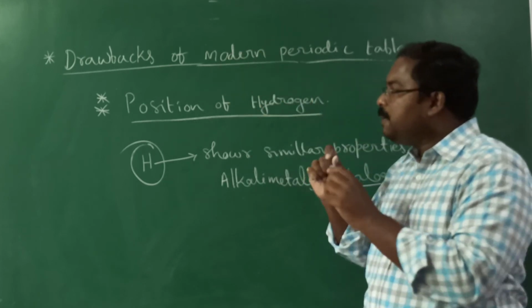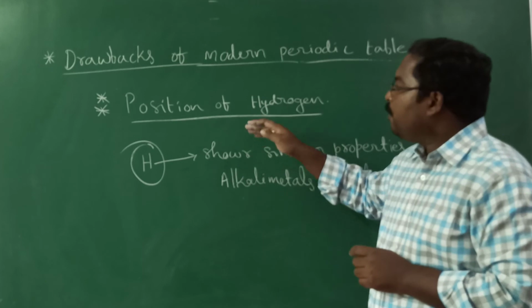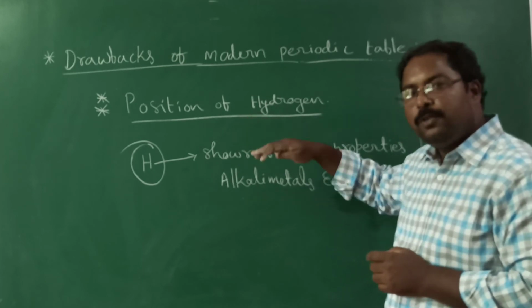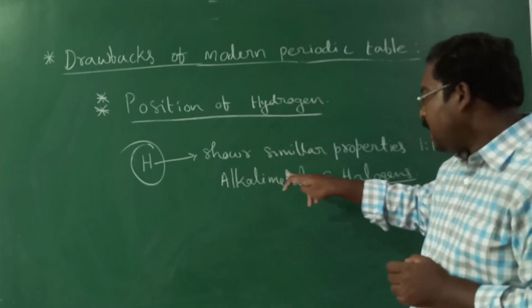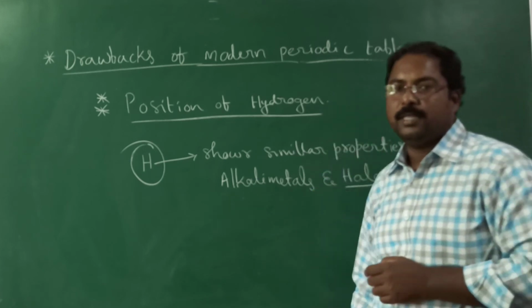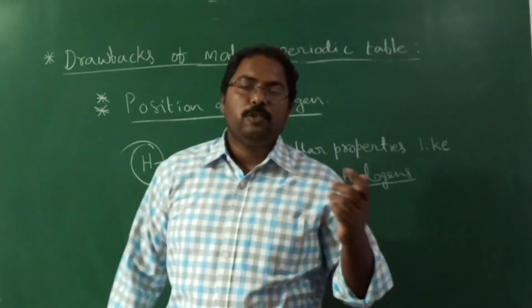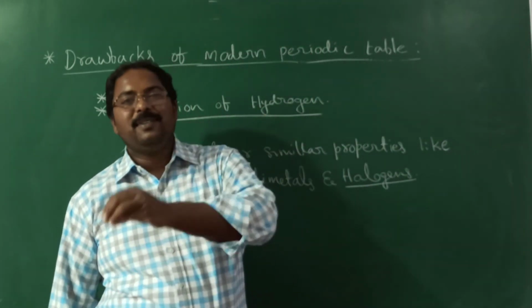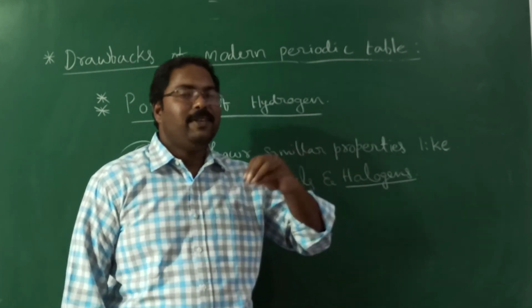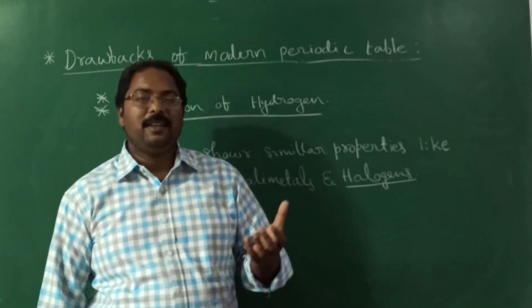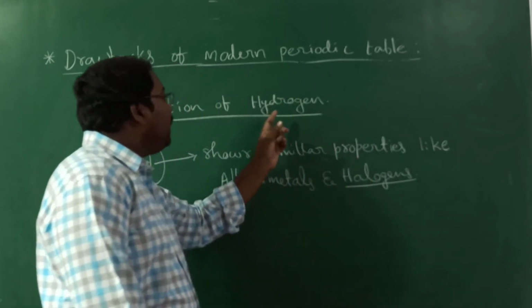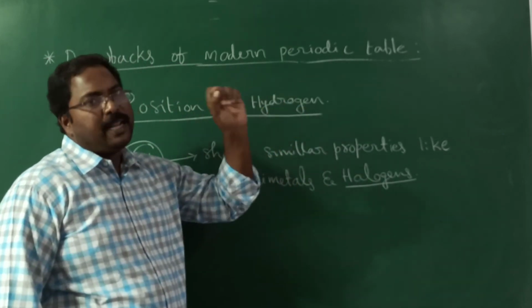In a simple sentence, if you want to say why it is not placed, it is due to similarities with alkali metals and halogens. According to those properties it should be placed both in group 1A as well as group 7A, so it is not possible. That is why it is not located in a particular group.